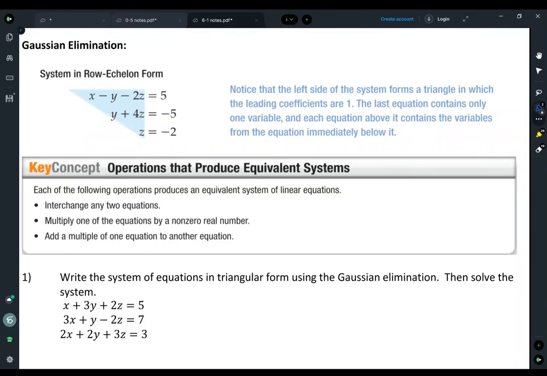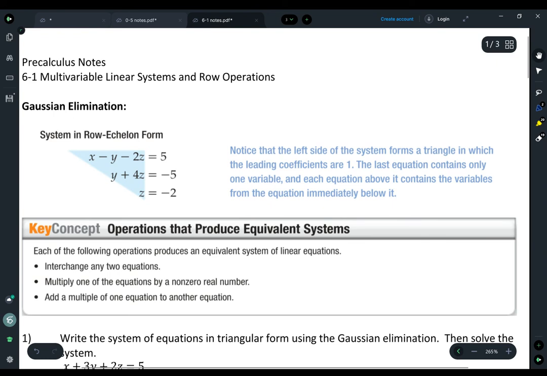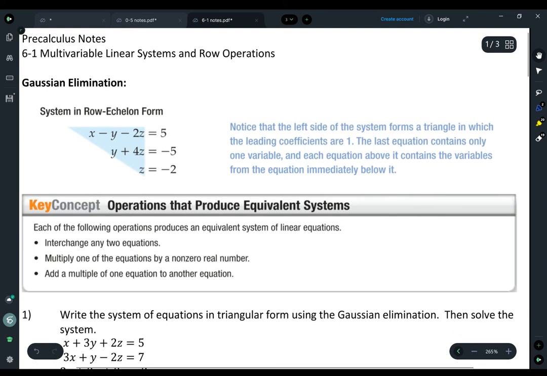These are our pre-calculus notes. We are in section 6.1, and that is multivariable linear systems and row operations, which sounds really scary. So we start out with a little bit of vocabulary.